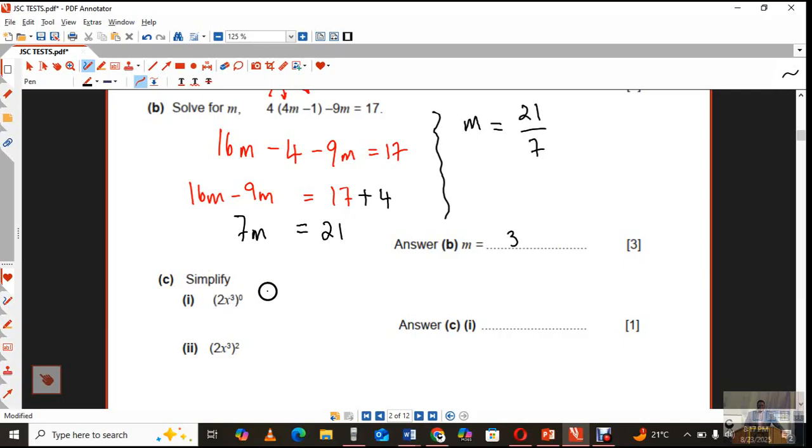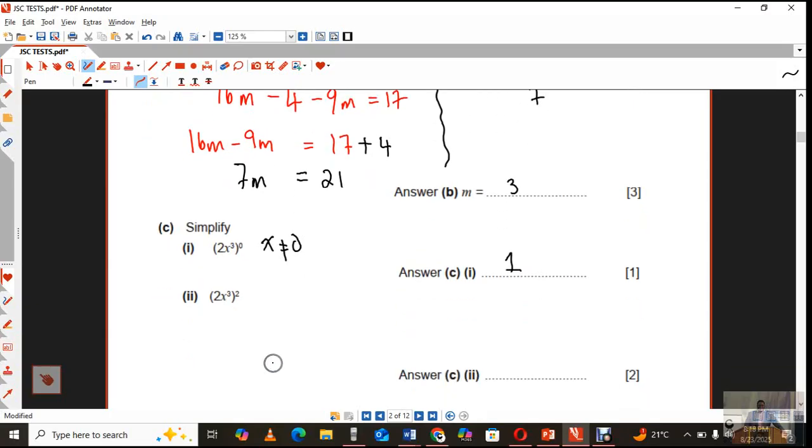Now, anything raised to the power of 0 is always equal to 1. And in this case, as long as this x is not equal to 0, because you can't raise 0 to the power of 0.